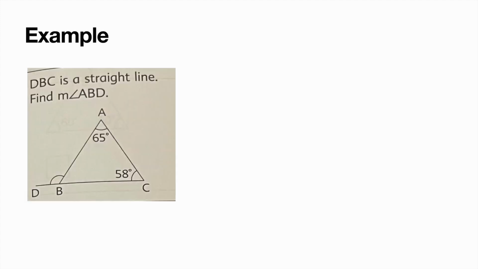Let's see an example. So here you can see a triangle ABC, and DBC is a straight line. And we want to find the measure of the angle ABD. So this is the exterior angle of this triangle. So from the previous slides, we know that it equals the sum of two angles. Which two angles? This one and this one. Those two remote interior angles.